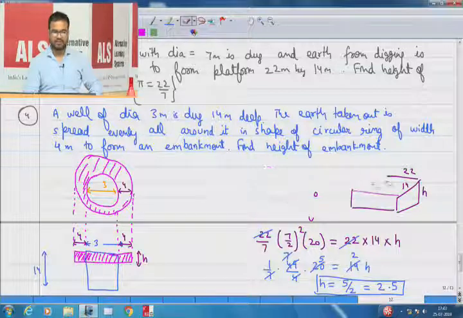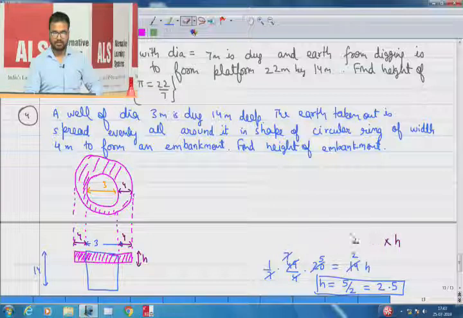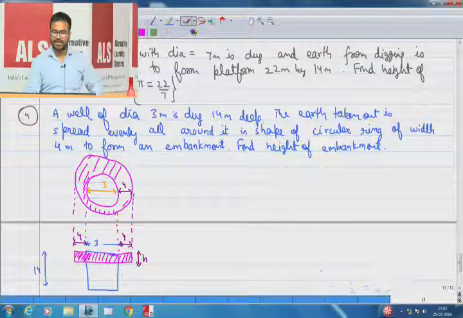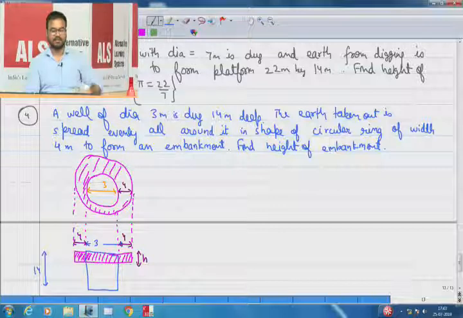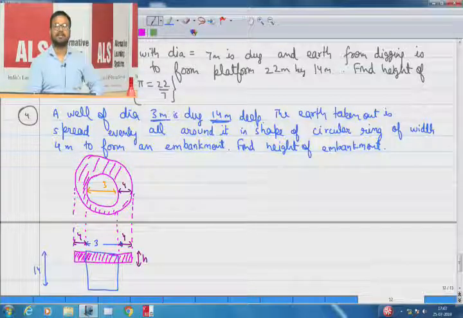Okay, so now let us do question number 4. Again it is an easy one. First of all, the diagram is important in this one. First of all, we have to figure out the volume of the cylindrical well. Diameter is 3 and height is 14. So volume is pi r square h.